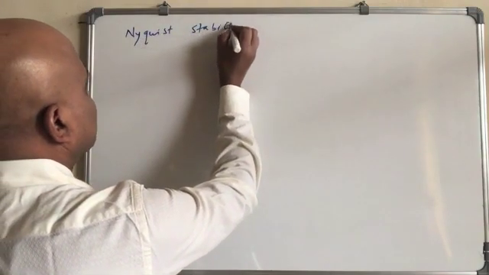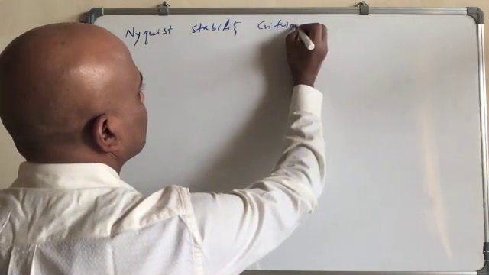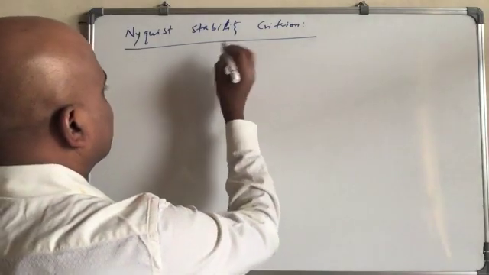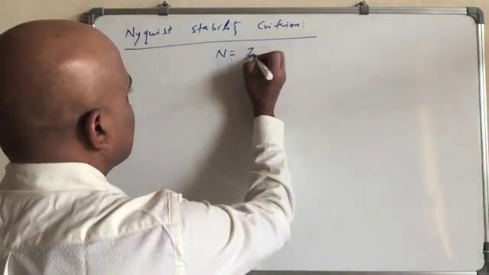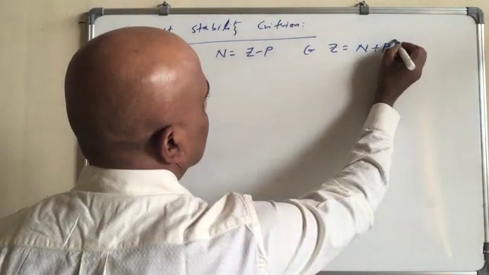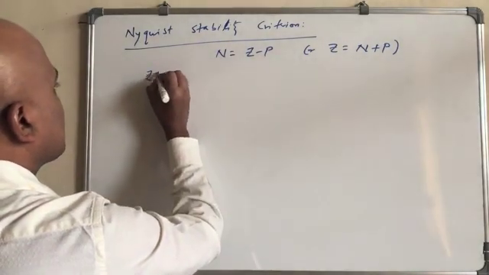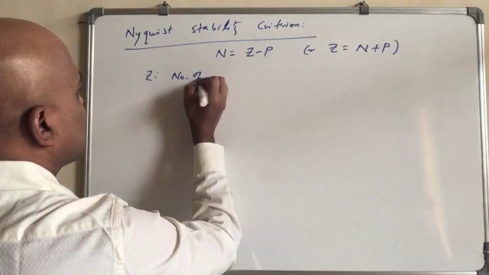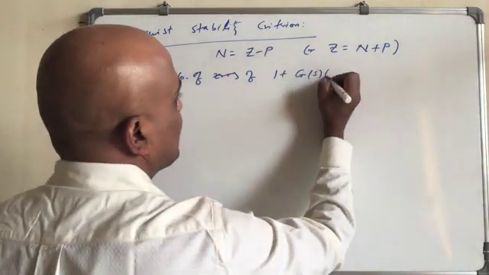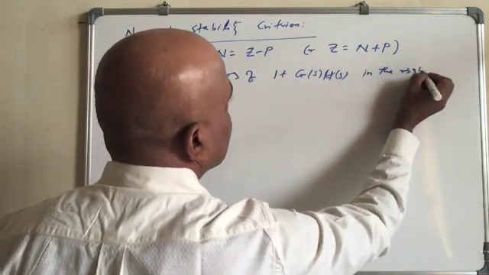Yesterday we studied the Nyquist stability criterion, which can be summarized by N equal to Z minus P, or you can write Z equal to N plus P. Here Z is the number of zeros of 1 plus G(s)H(s) in the right S plane.